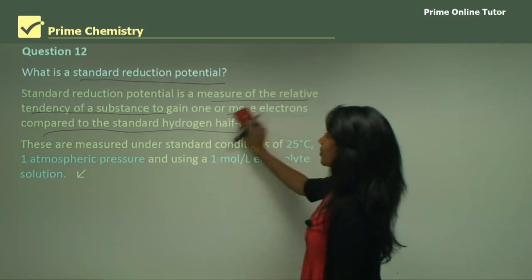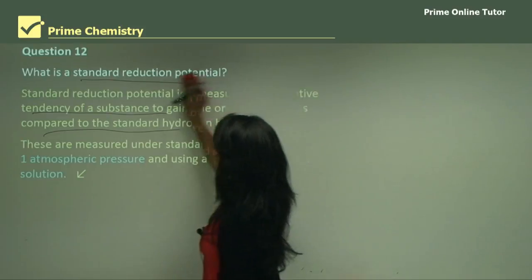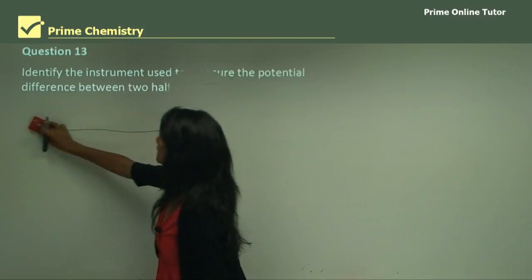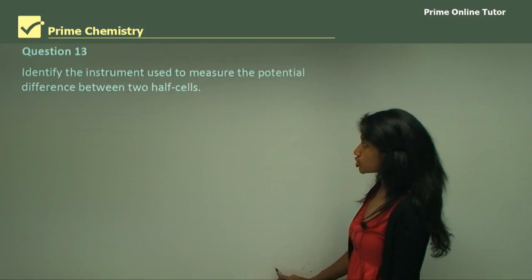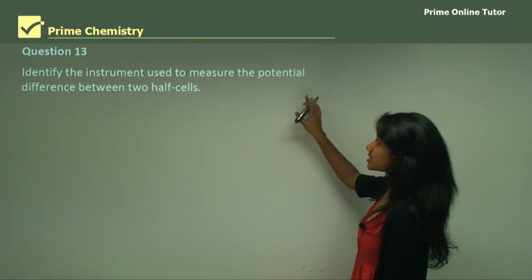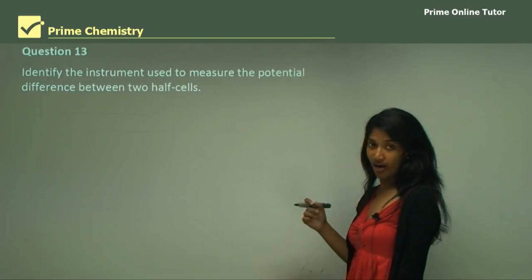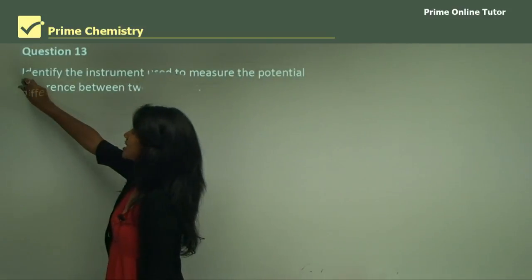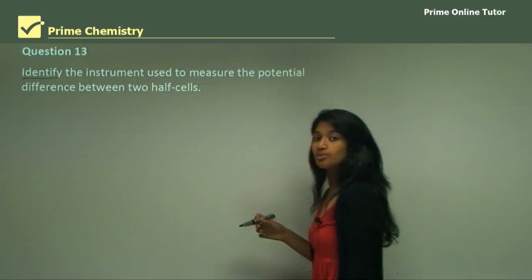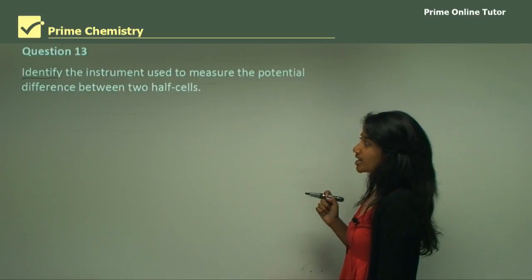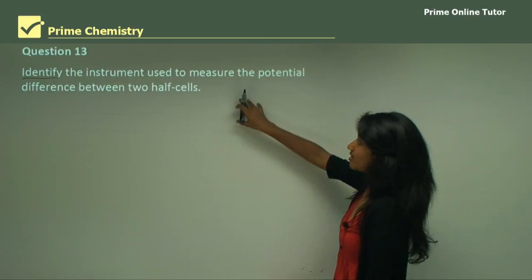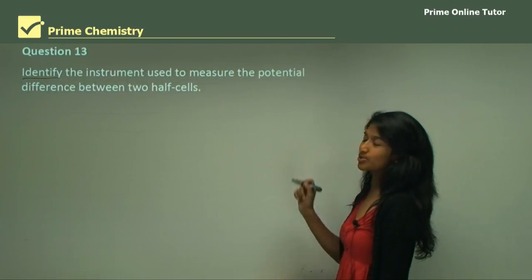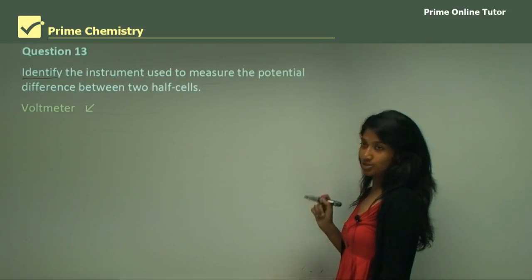Now let's go to question 13. Question 13 asks, identify the instrument used to measure the potential difference between two half cells. Now this is a pretty simple question, and also it says identify, which means you just name it. And what would you use to measure the potential difference between two half cells? You would use a voltmeter.